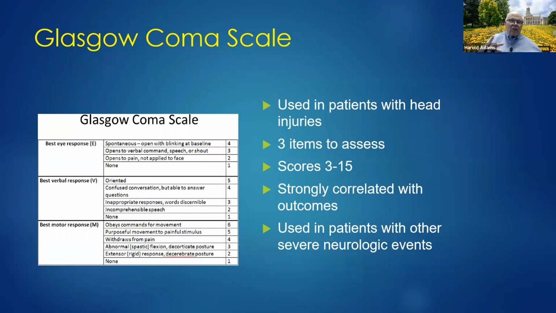This is strongly correlated with outcomes with cranial cerebral trauma, but it's been used in patients with other severe neurologic events that are acute. For example, subarachnoid hemorrhage. It could be used in some other study where you have acute severe neurological phenomena, such as an acute demyelinating disease, or it might be useful for posterior reversible encephalopathy syndrome. Next slide.